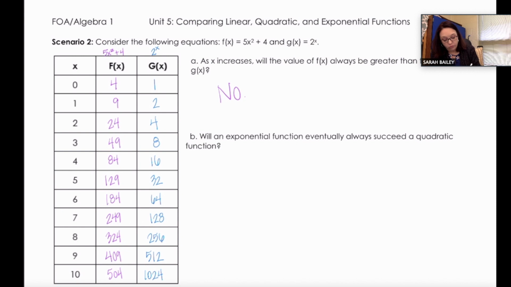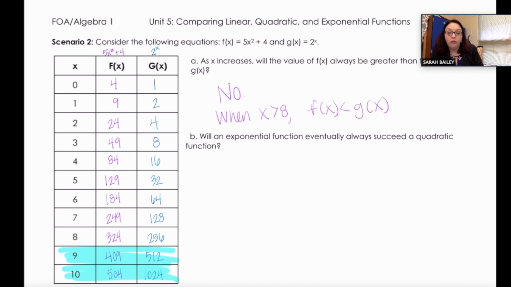It's not always greater because of starting, where is it? Right here. When x is 9, then f of x is less than g of x. So when x is greater than 8, right? When x is greater than 8, f of x becomes less than g of x, okay?